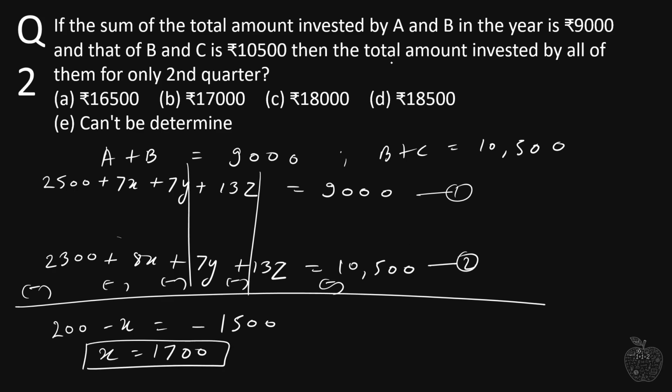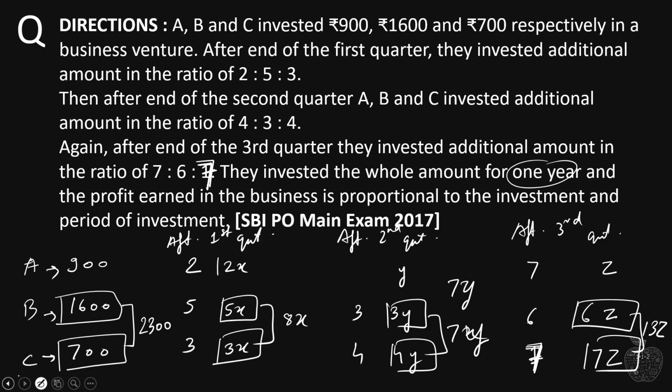Now the question is telling me the total amount invested by all of them in the second quarter. So let's go back and see the amount invested by them in the second quarter. So this is the first quarter, right? And this is after the first quarter. So this is the first quarter, this is the second quarter. So in the second quarter, they invested 2x, 5x and 3x, right? So the total investment here is 10x for A, B and C in this second quarter.